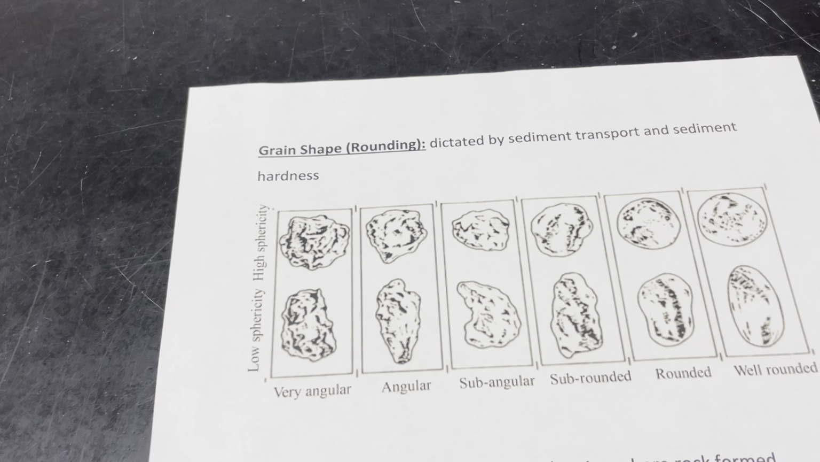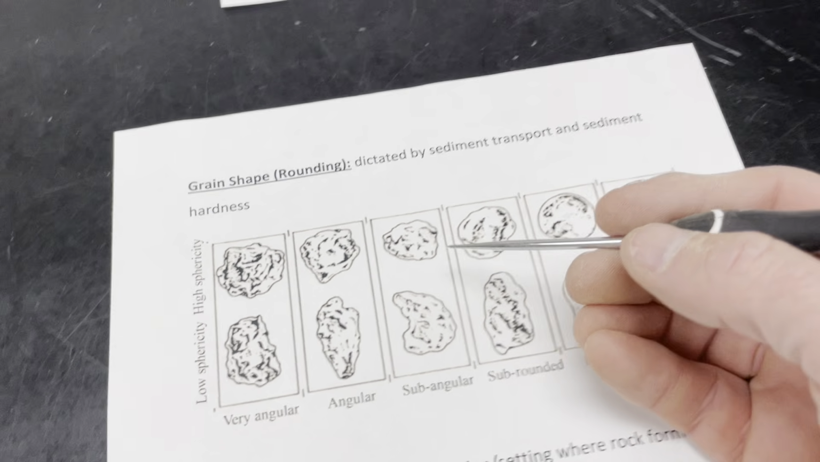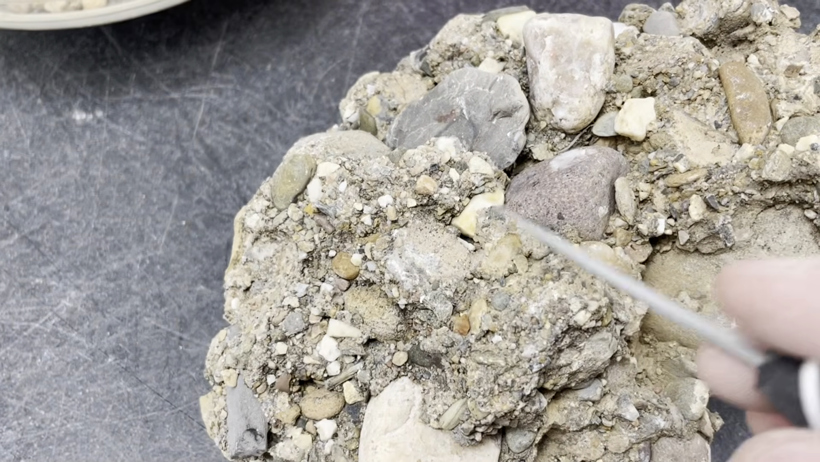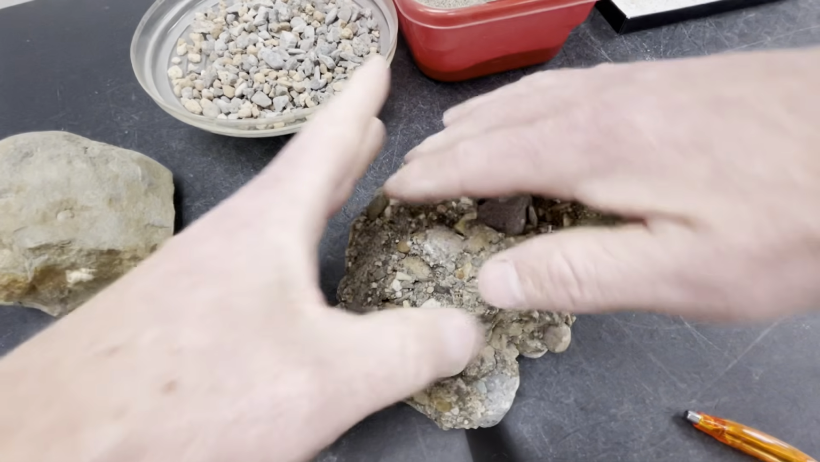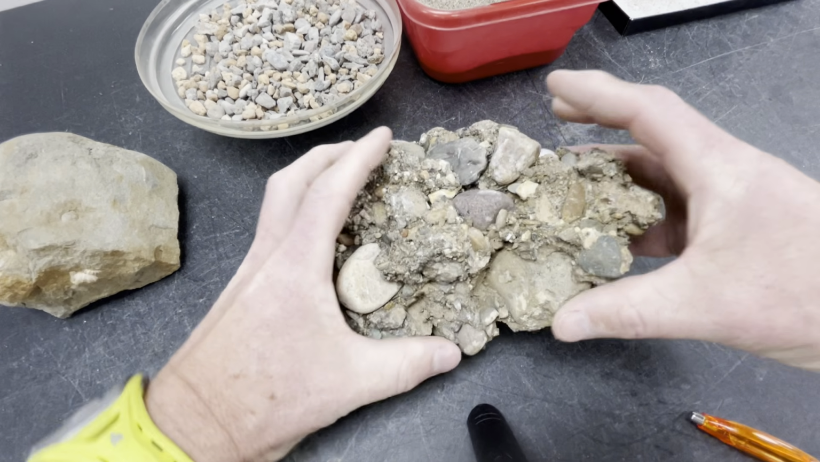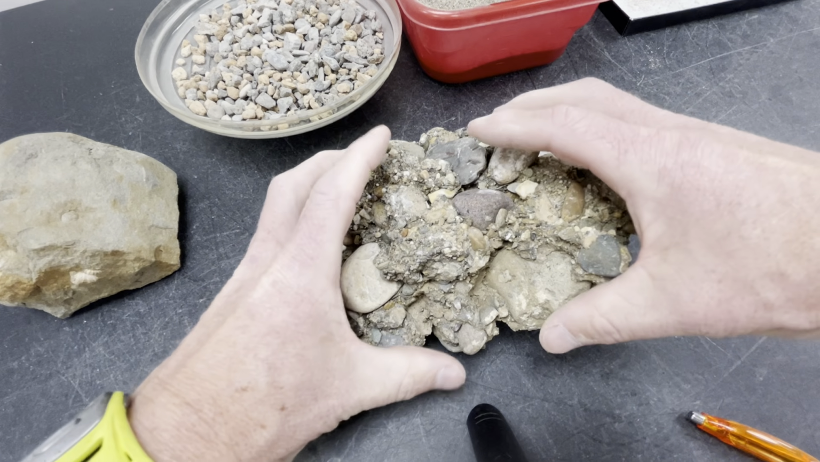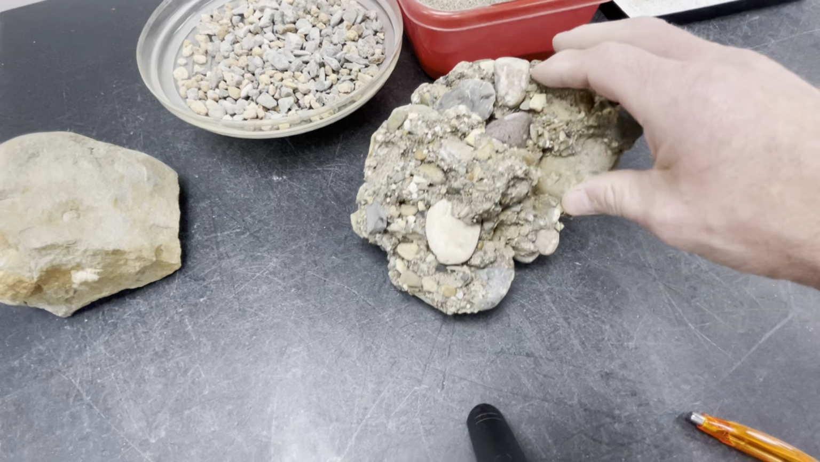And also make sure that when we talk about grain shape, we're talking about the grains in the rock. We're not talking about the overall shape of the sample, right? That's not what we're talking about. We're talking about the particles inside it.